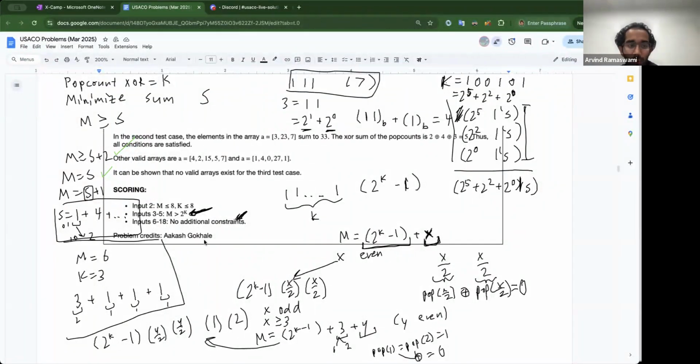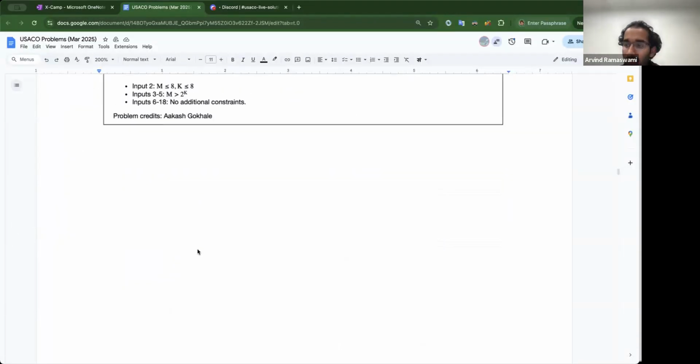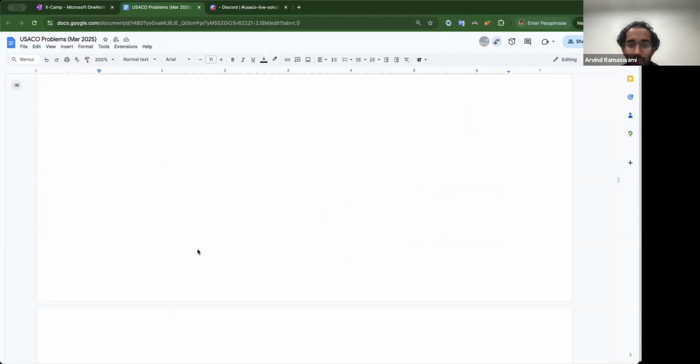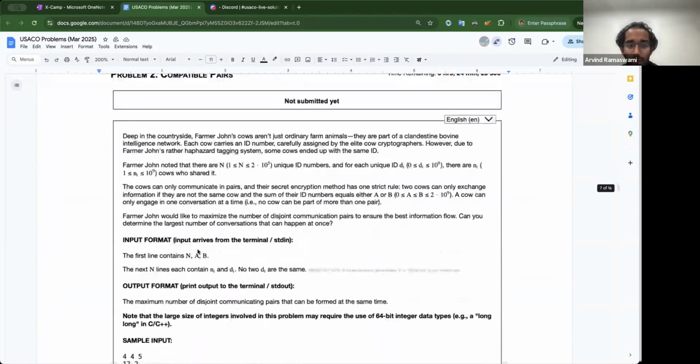Right, great. I'll move on to the second problem. I might be a bit biased, but I think the second problem was the hardest in my opinion, even though the solution ends up being really short, but let's go over the problem.